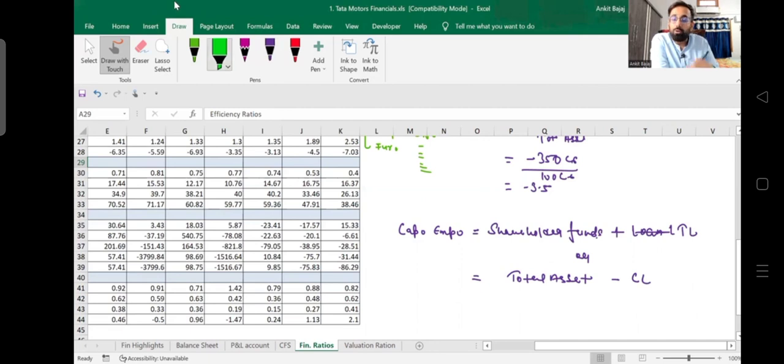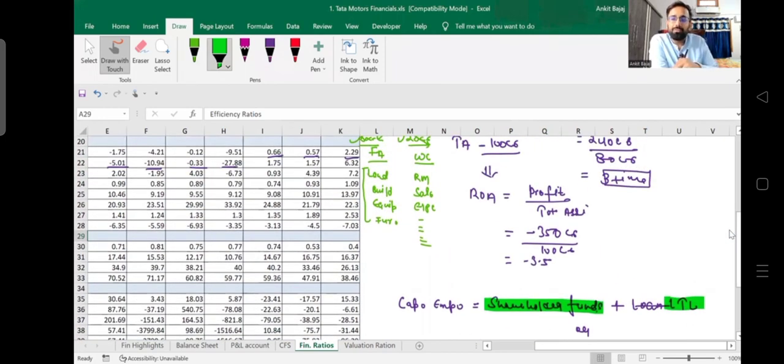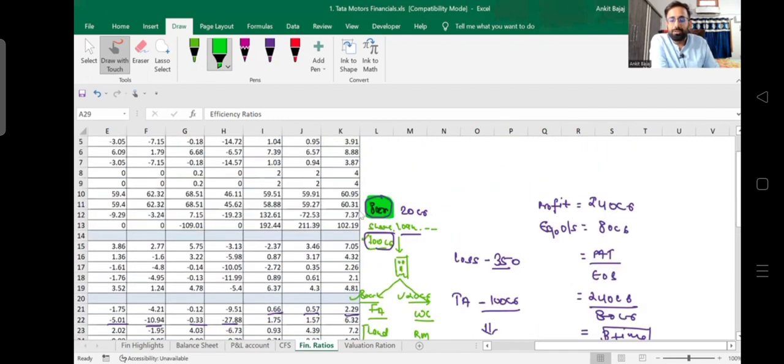So capital employed means the funds the company has invested into the business. It includes shareholder funds and it also includes long-term liabilities. Now we are not considering only shareholder funds. We are including long-term liabilities also here.